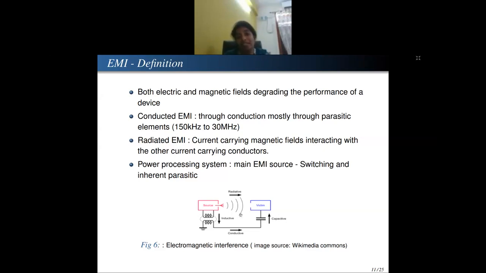Automatically it gives some other effects. Say for example, in this figure, there is a source, there is an inductive coupling, and these are say parasitics. This capacitive current affects the victim.